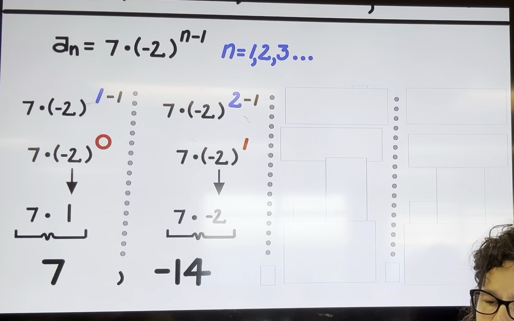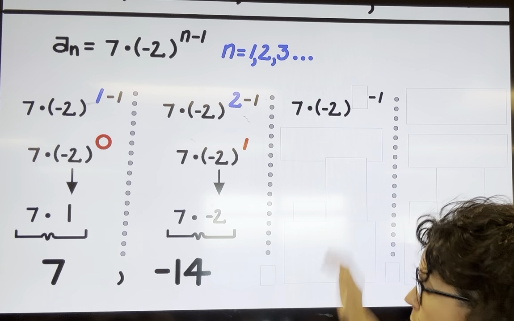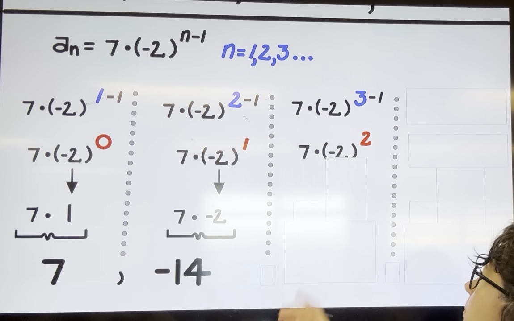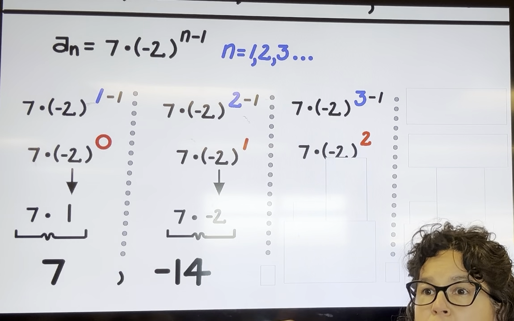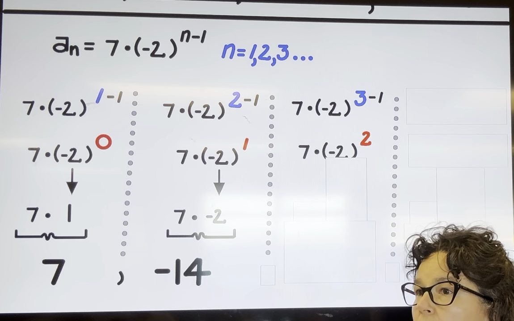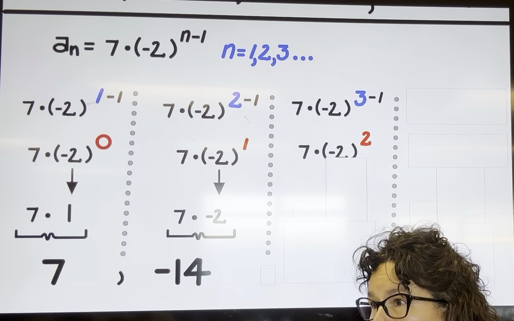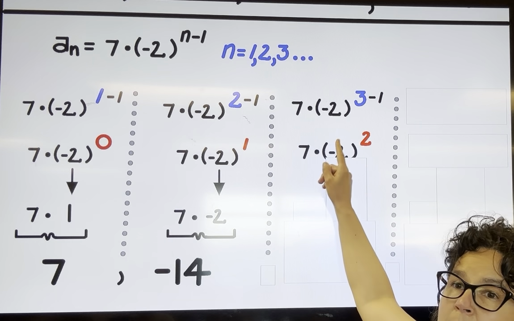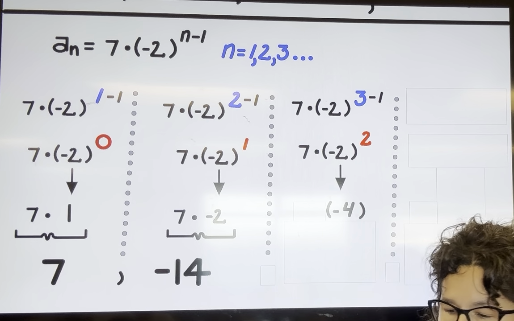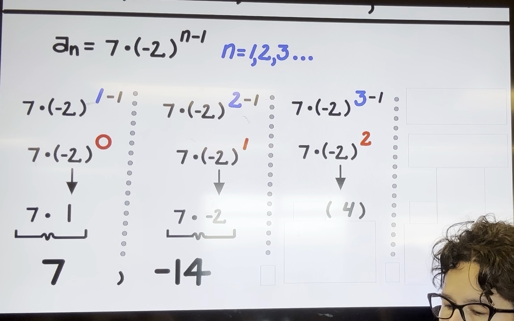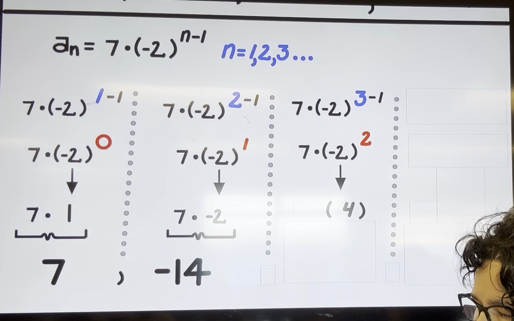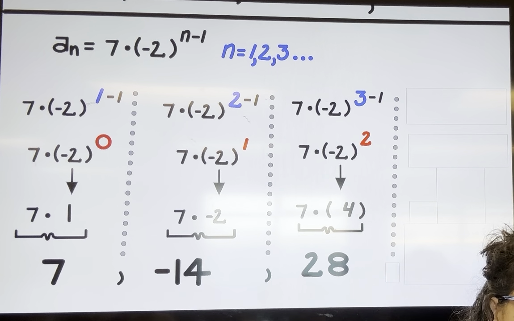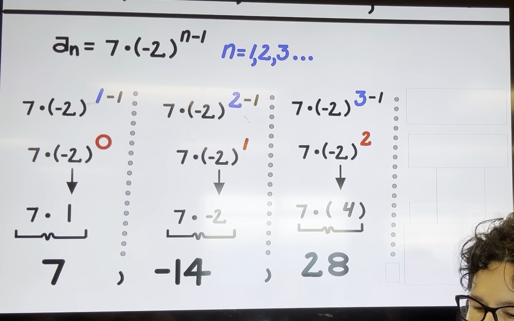Okay, then this next one, replace the n this time with 3. 3 minus 1. Find the answer to the exponent, I get 2. Negative 2 squared means negative 2 multiplied by negative 2. The shortcut, remember, is if you have an even amount of negatives, your final answer is positive. If an odd amount of negatives, you have a negative. So negative 2 times negative 2 is positive 4. And then 7 times 4 is going to be 28.